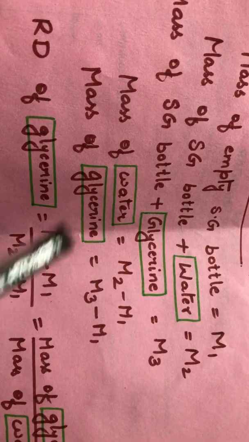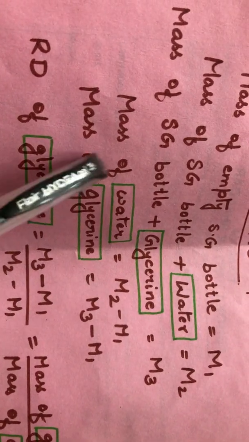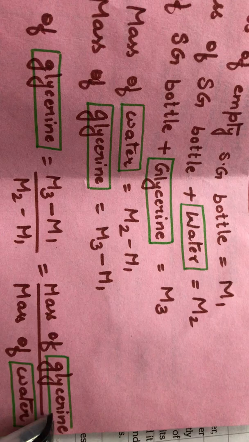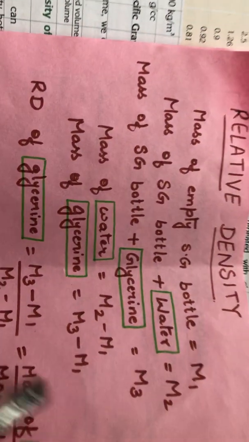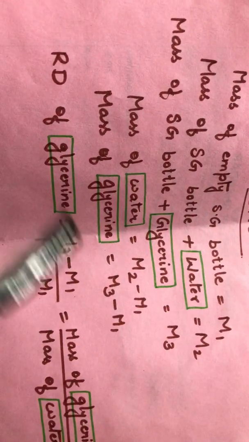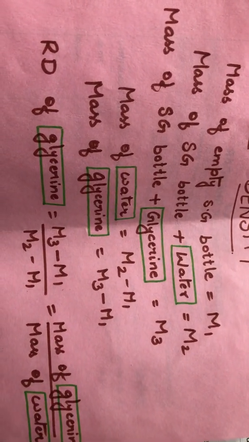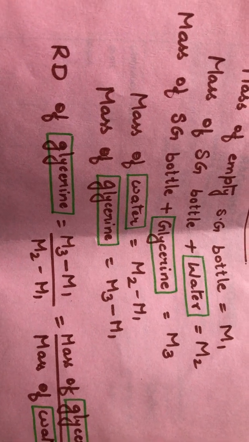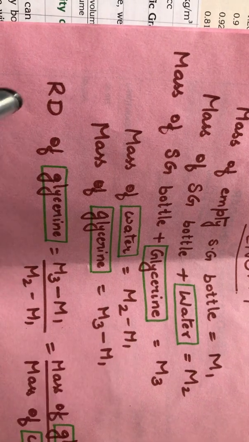Afterwards we will find the relative density, which is equal to M3 minus M1, the mass of glycerine, divided by M2 minus M1, the mass of water. That means the mass of glycerine is divided by the mass of water. In this whole process we keep the volume fixed. If the volume is kept fixed, then the mass of glycerine is divided by the mass of water. In this way we can easily find the relative density of any substance.